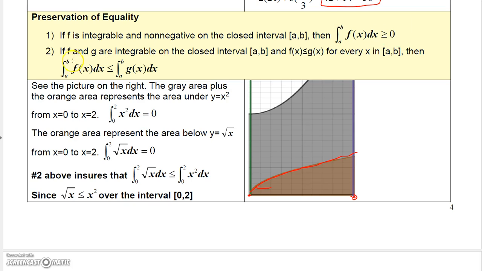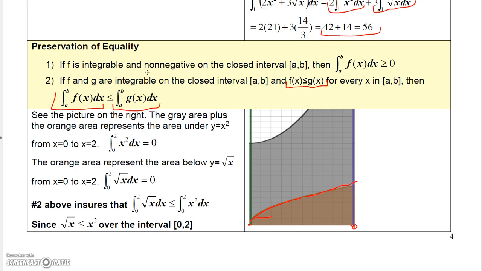Okay, and then another example says that if one function is less than or equal to another function over an interval, then their integrals must have the same relationship. The integral of the first function from a to b must be less than or equal to the integral of the second function from a to b.